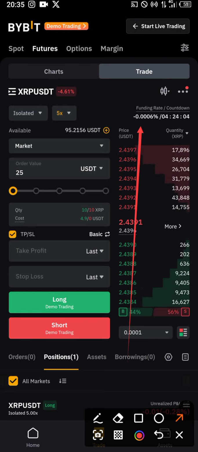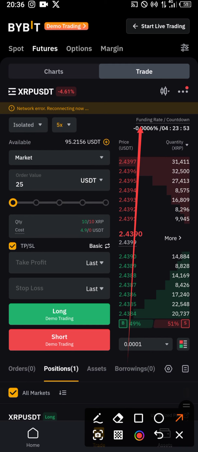Now, if the funding rate is positive and I'm in a long position, I will pay a small fee to traders who are shorting, right? But if the funding rate is negative, just like in this example, and I am shorting, the funding rate is negative and I am on short position, I might get paid. Who are the people that will pay me? The traders who are on long. You understand now?